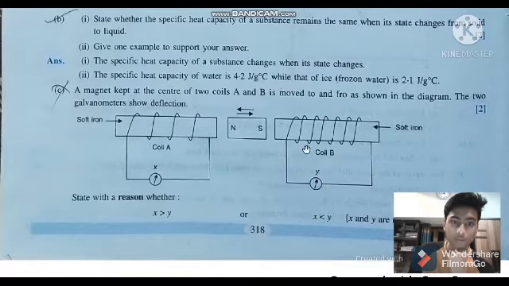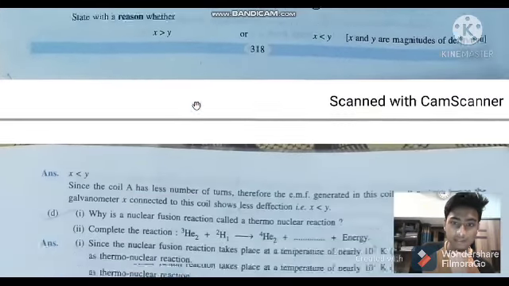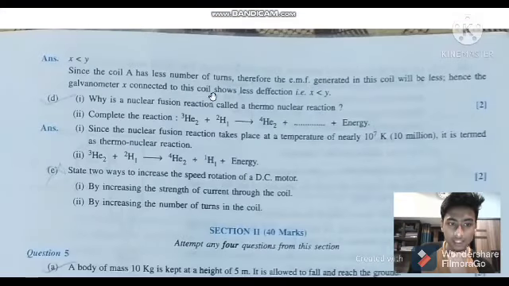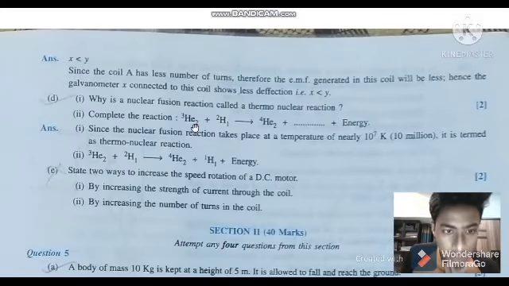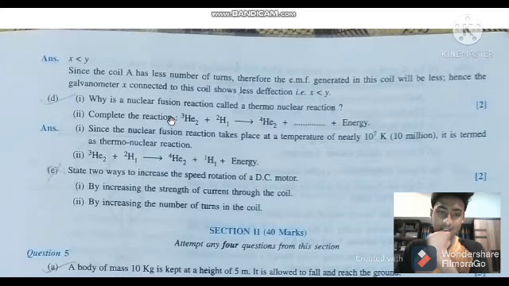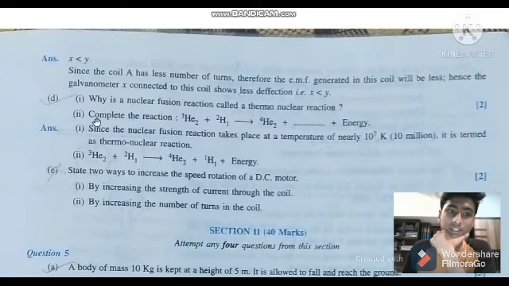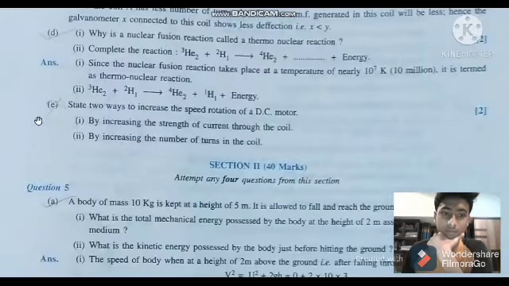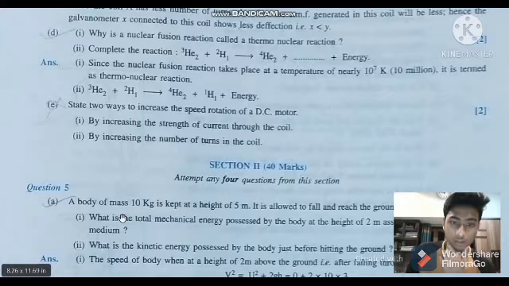Strike off the C number question since it's from magnetism. We don't have it in our syllabus. Next question is, why is a nuclear fusion reaction called a thermonuclear reaction? This question I forgot to mark it, but you don't have it, so you can just strike it off. Strike off the E number question also.